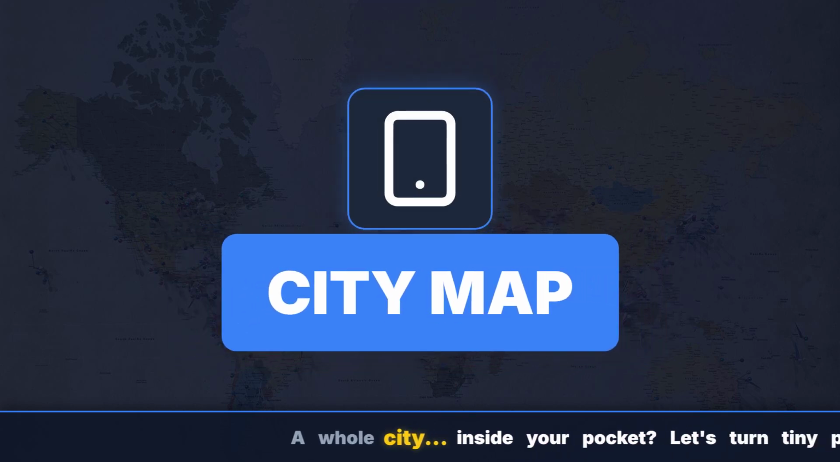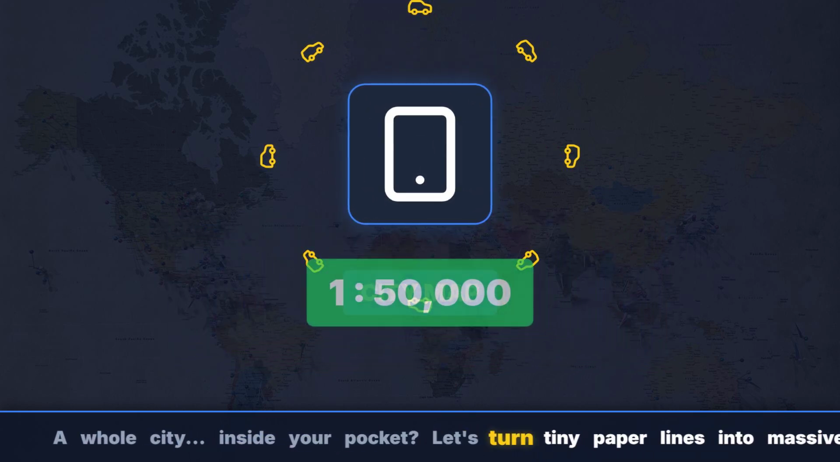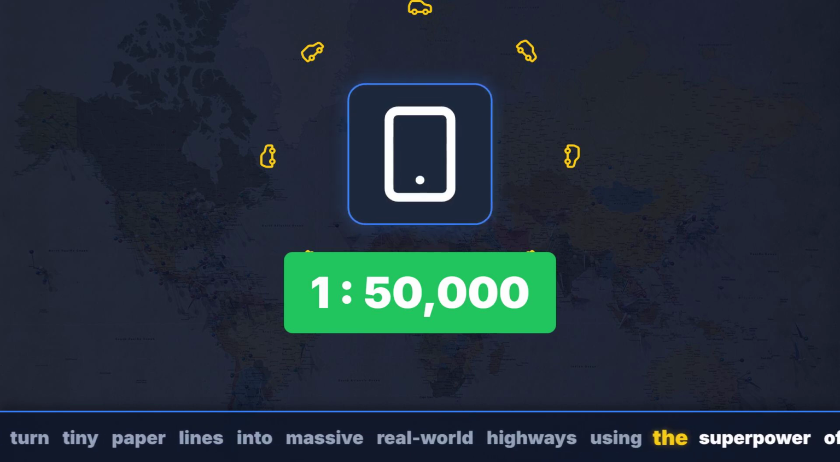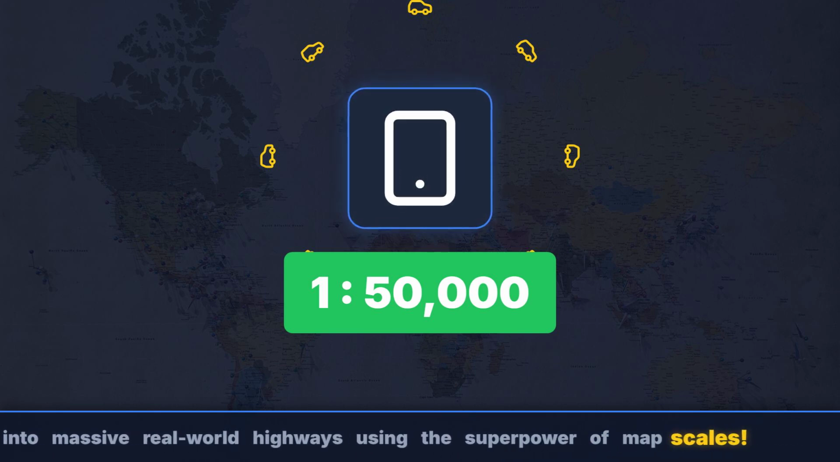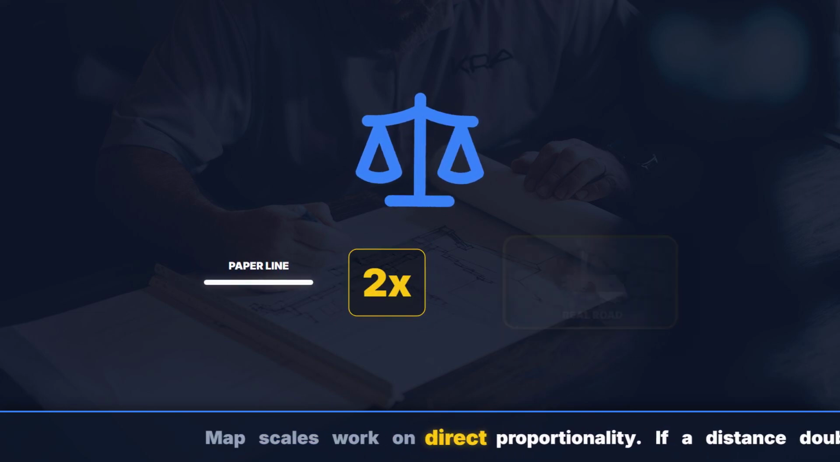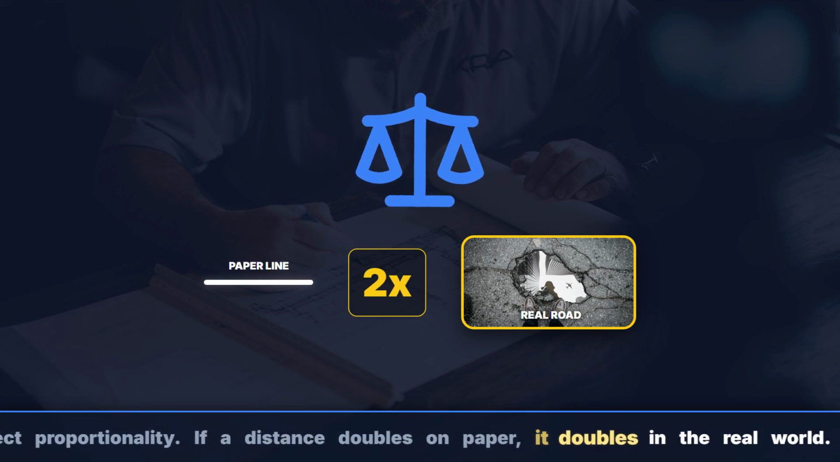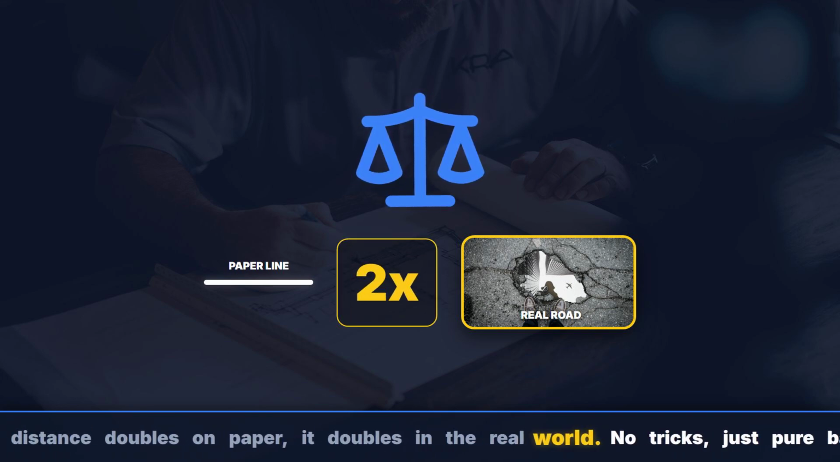A whole city, inside your pocket? Let's turn tiny paper lines into massive real-world highways using the superpower of map scales. Map scales work on direct proportionality. If a distance doubles on paper, it doubles in the real world. No tricks, just pure balance.